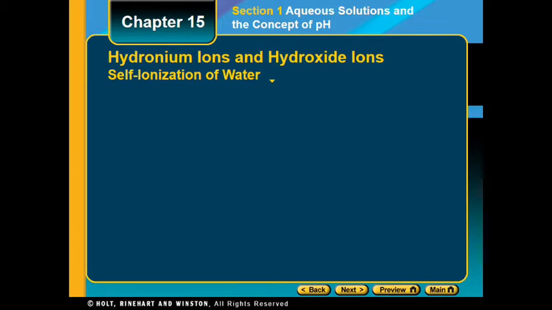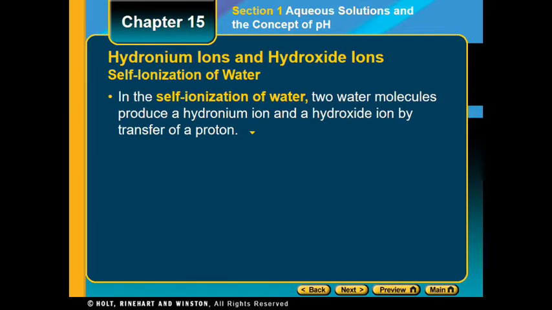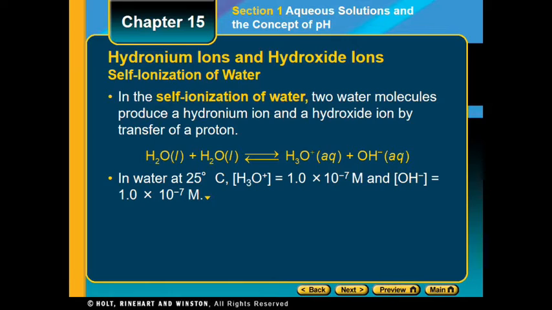To start off with, self-ionization of water is where you have two water molecules producing a hydronium ion and a hydroxide ion by the transfer of a proton. So you can see your two water molecules coming together to produce both of those. I will say self-ionization of water is a reversible reaction, and a very small amount of water does self-ionize.